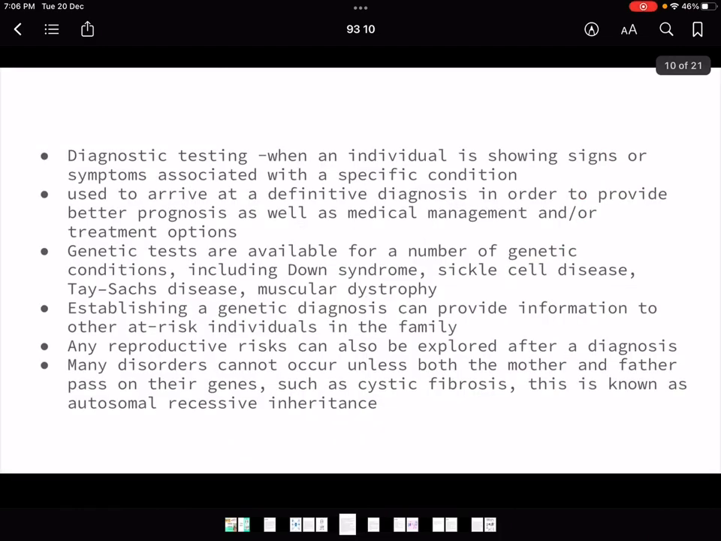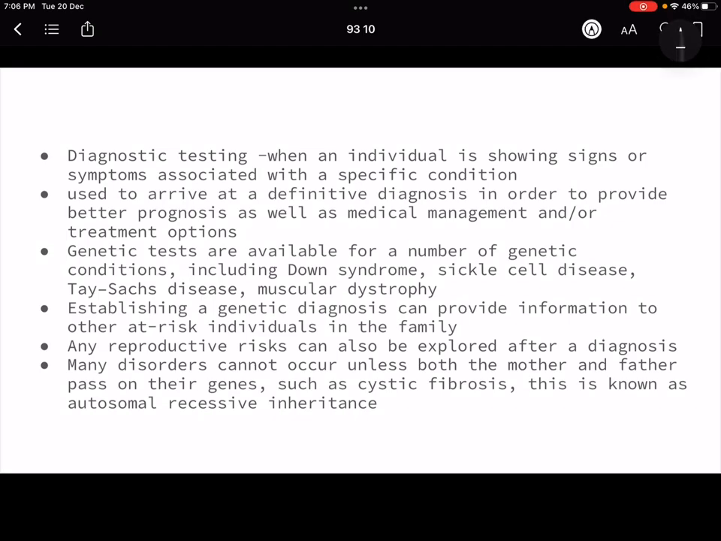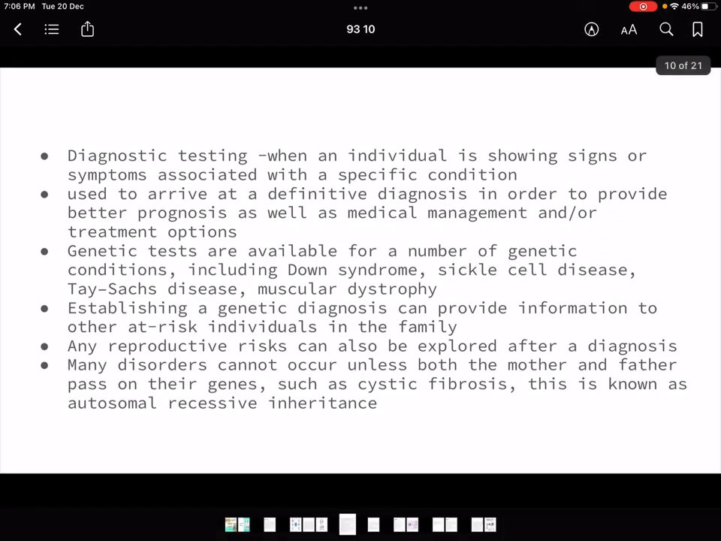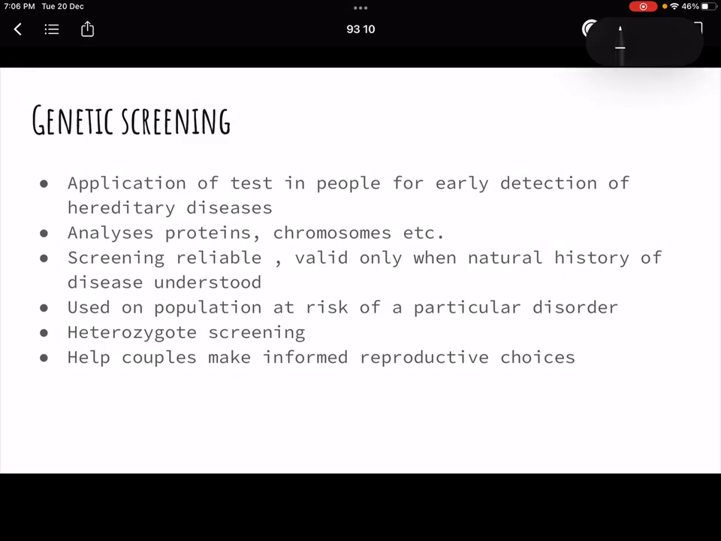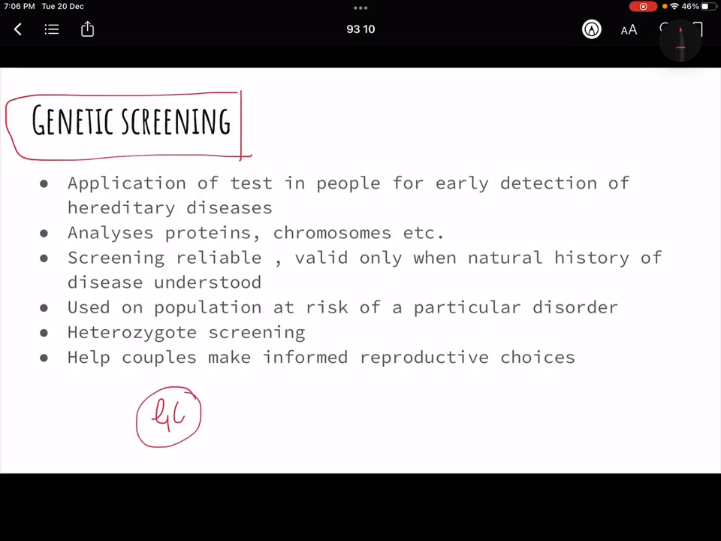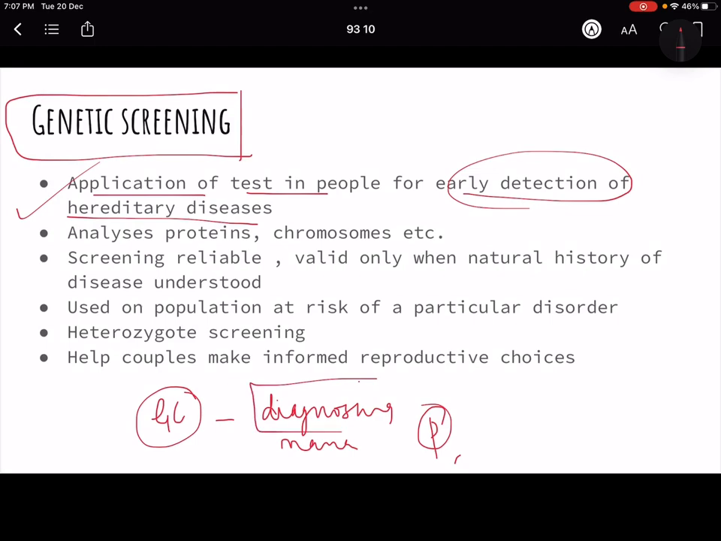This we have done. So now in genetic counseling we do genetic screening. Let me take you to that slide. In genetic counseling we can start off with genetic screening. You can say genetic screening is a part of genetic counseling, because in genetic counseling we are not only diagnosing that there could be a disease, we are managing it, we are trying to prevent it, we are trying to find ways of doing it. So it's a bigger concept. Genetic screening is just application of tests for early detection of a hereditary disease. So you can say we are trying to only diagnose. So it's a part of genetic counseling.